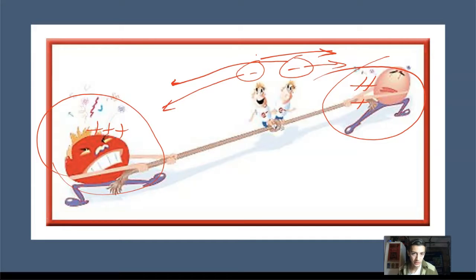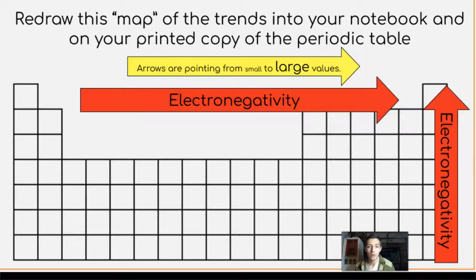So which elements pull the hardest? Which ones want to hold on to their electrons the most? Well, the trend for electronegativity looks like this. And you have this drawn in your notes, hopefully. So the most strongly held electrons are with this element right here called fluorine. It's got an F. The least electronegative atoms are over here on the far left bottom.